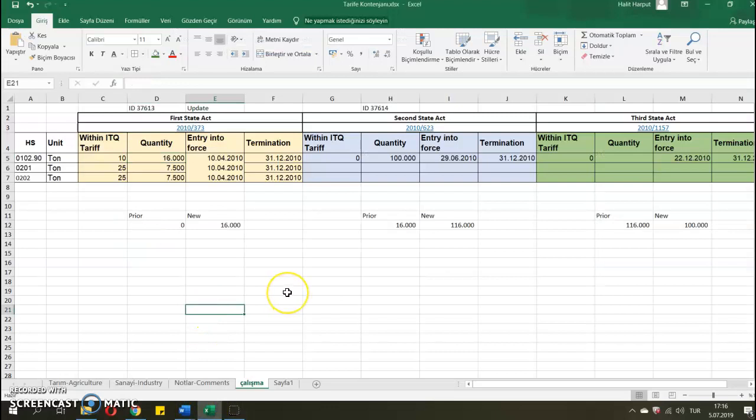But there's one point I also asked Jose. The in-quota tariff rates from this state act are different from this state act. You know, here it's 10%, here this is 0%. So it's not exactly a continuation. For example, later in 2010, these amounts enter Turkey by paying a 10% tariff rate, but here it pays nothing. So I'm not quite sure about this, but you can comment on this as well.